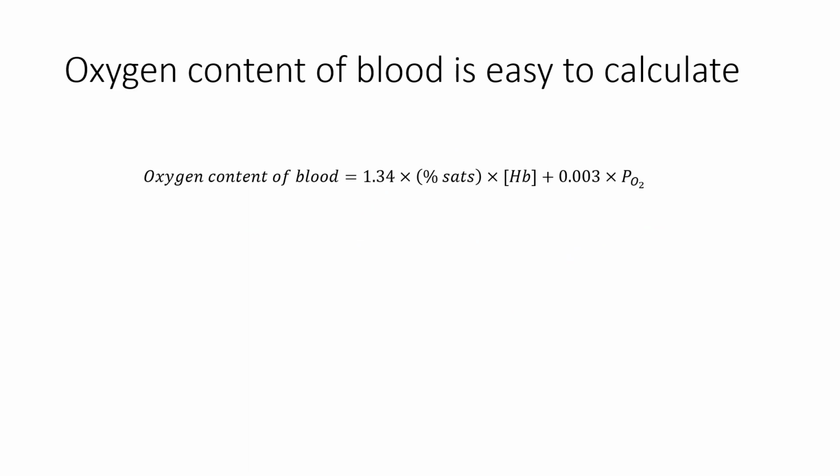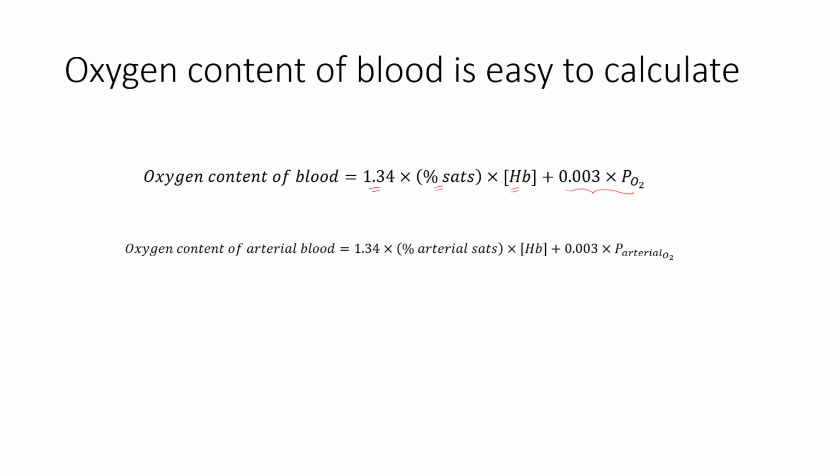QS by QT. The oxygen content of the blood is 1.34 multiplied by the percentage saturation multiplied by the hemoglobin concentration, and you also add the dissolved oxygen, that is 0.003 multiplied by the partial pressure of oxygen.